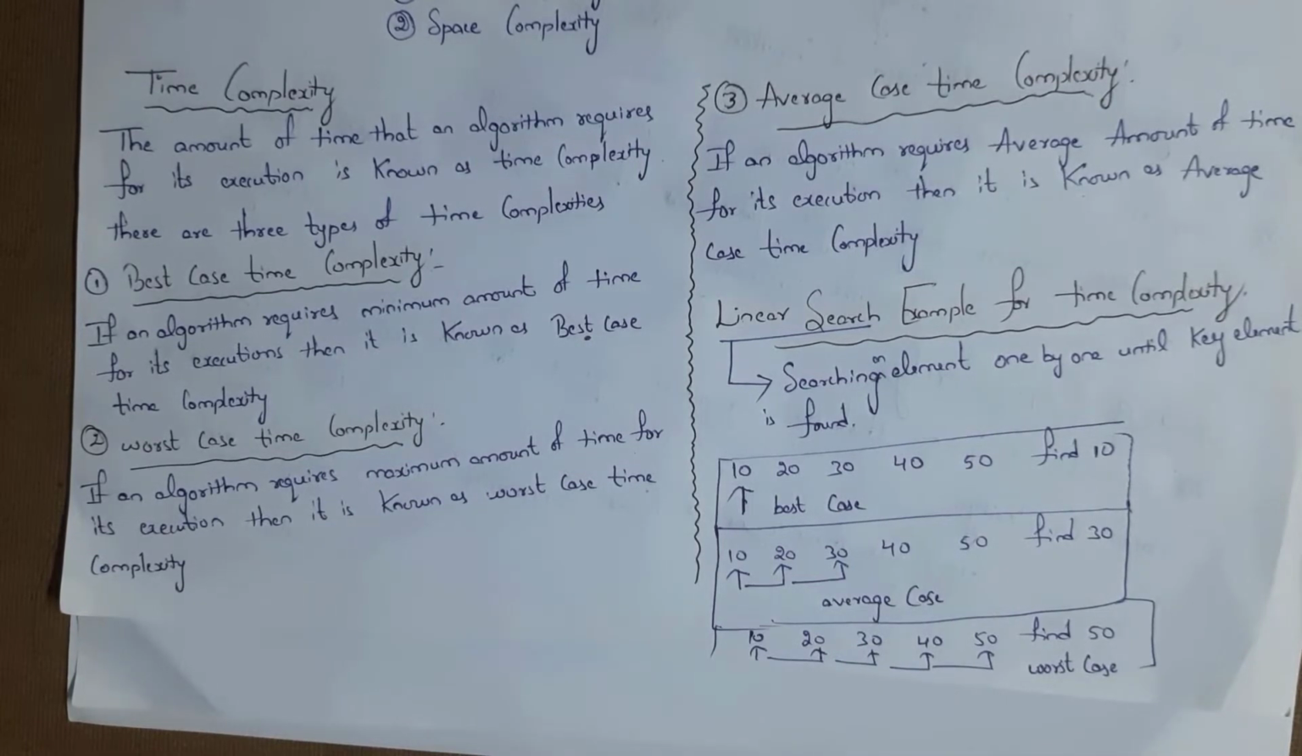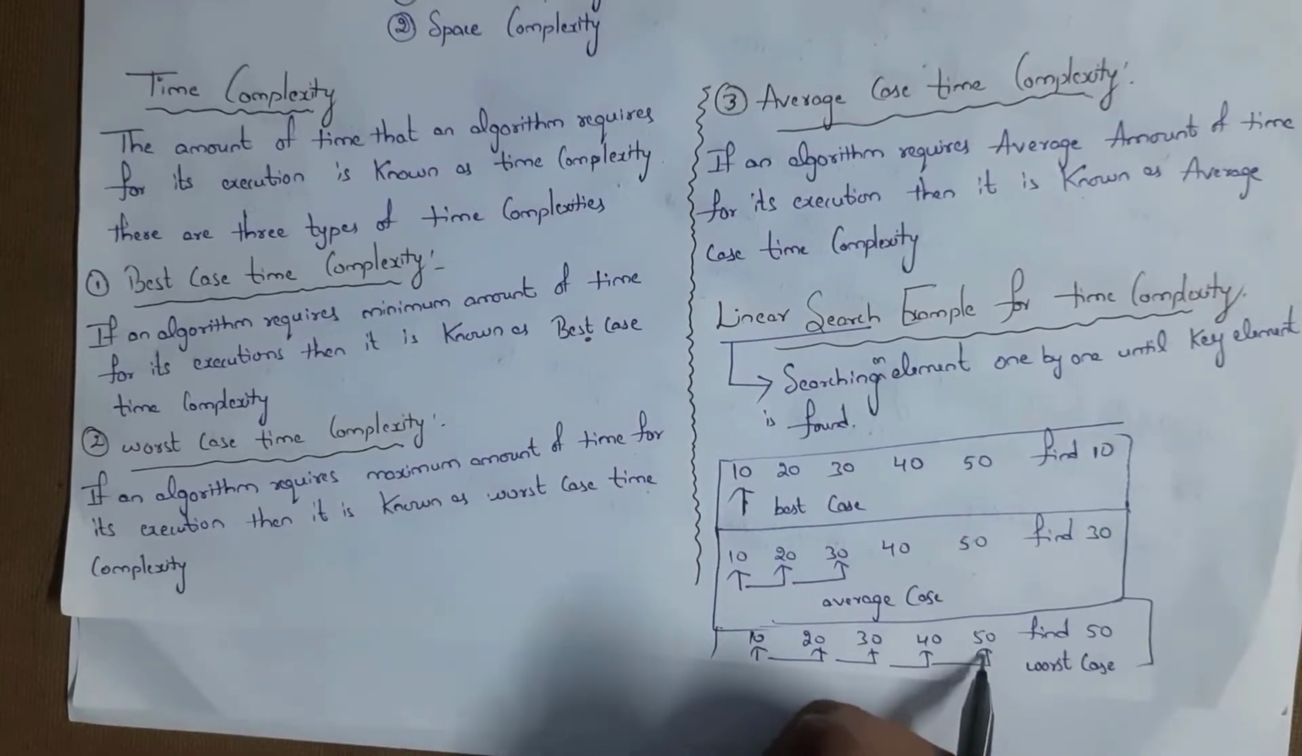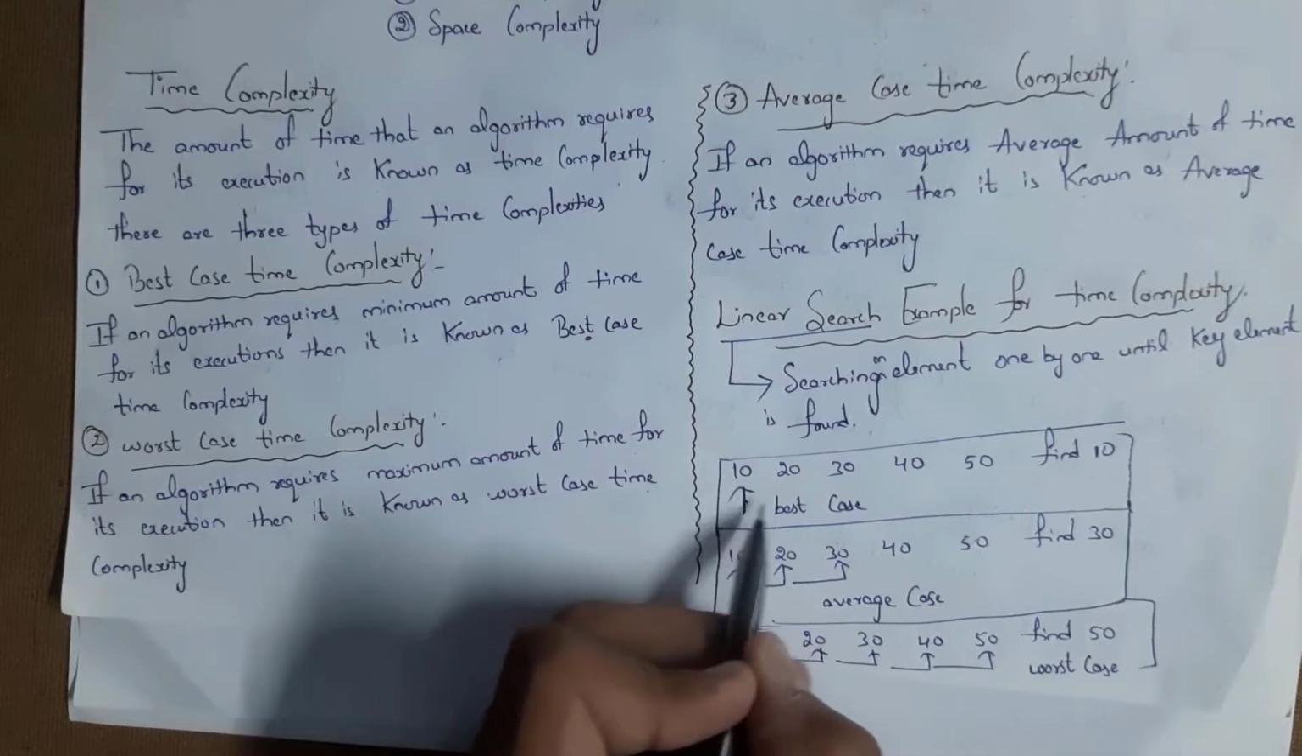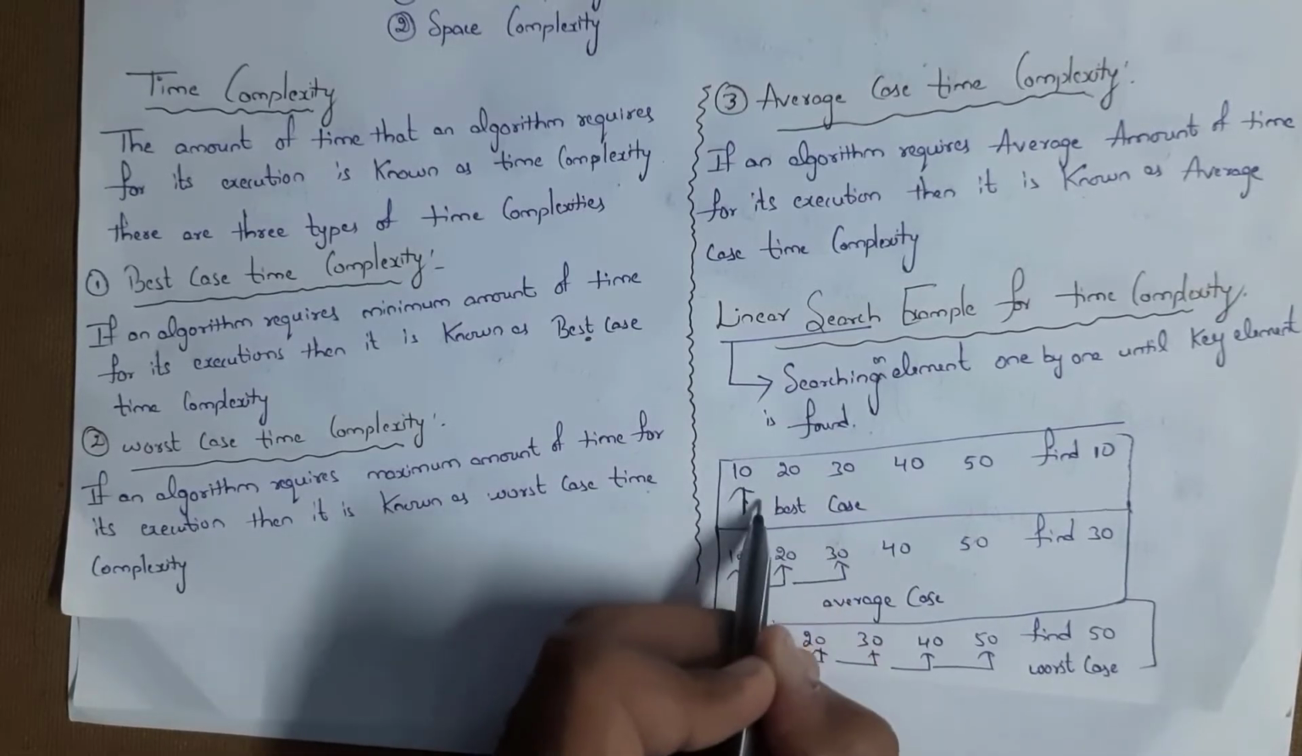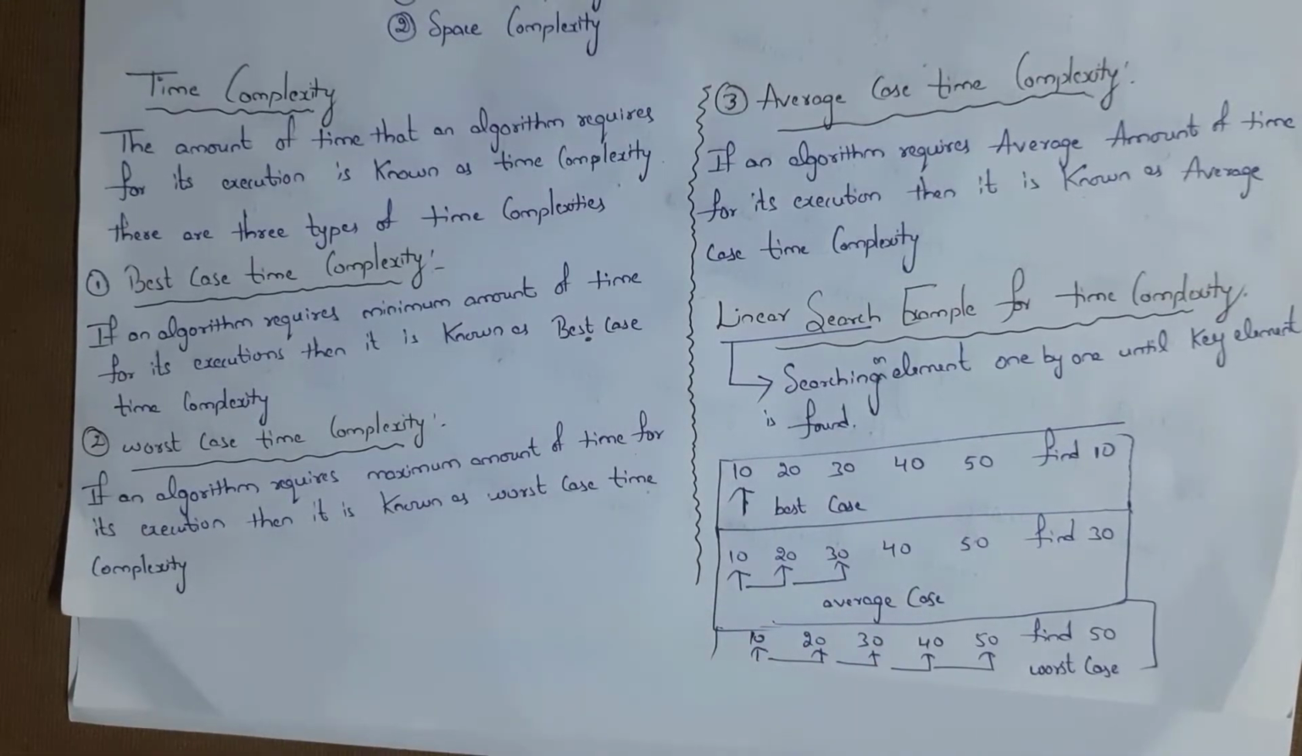It is known as worst case time complexity because it took maximum amount of time, whereas in first it took minimum amount of time, so it is known as best case, and the last one is worst case time complexity. This is an example of time complexity.